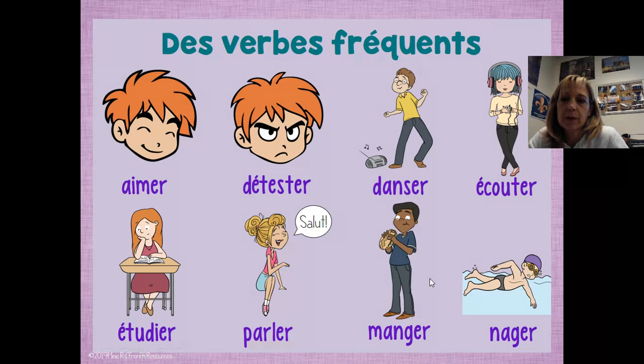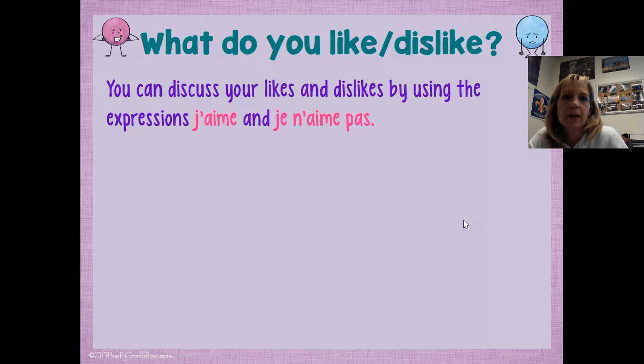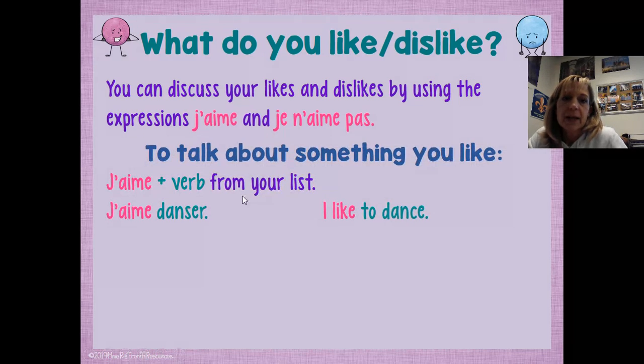Now, continuons. This is what we just ended, right? Describing what we like and dislike. So j'aime, we know, means I like, and je n'aime pas, I don't like. Okay, and this is how we use them. We use j'aime plus a verb. I like to do something. I like to dance. So these are actually both verbs here, but they're different forms. So j'aime danser. I like to dance.